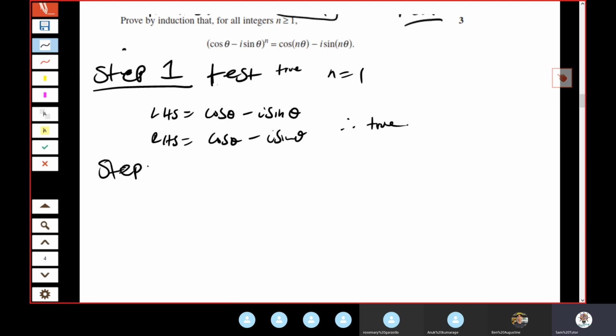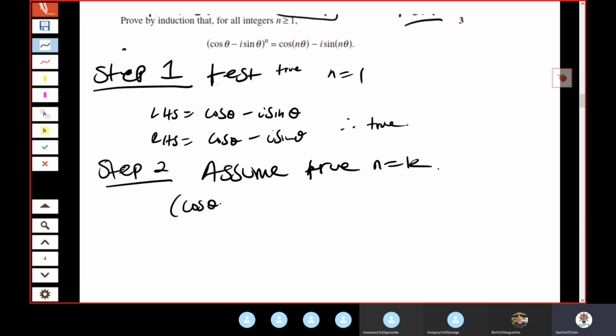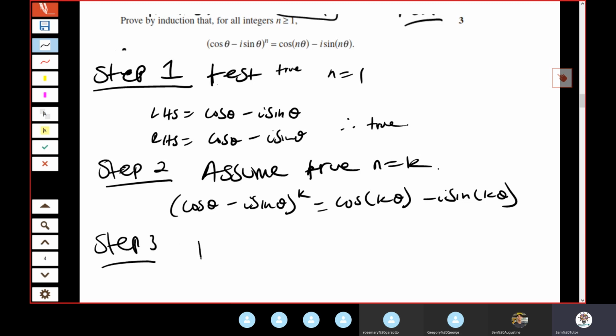Step 2. What's step 2? Assume n equals k true. So therefore you get (cos theta minus i sine theta) to the power k equals cos k theta minus i sine k theta. And then step 3, prove true for n equals k plus 1.